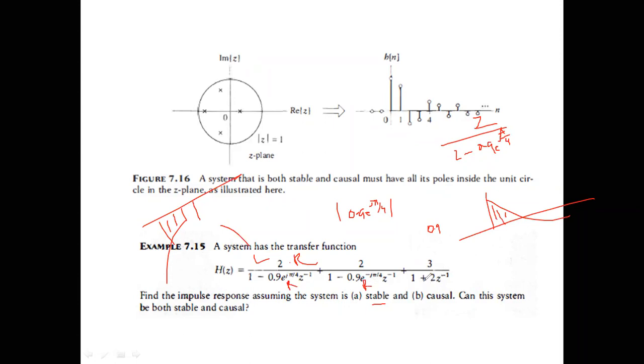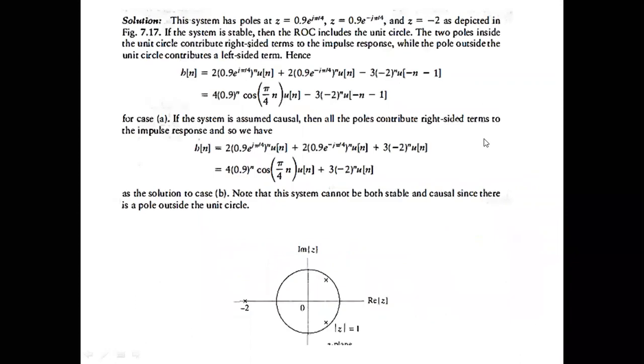For this particular term, minus 2 to the power n into u of n, if I keep it as a right-sided sequence, it gives me a growing exponential on the right side, whereas if I develop it as a left-sided sequence, it will give me a decaying exponential on the left side. So I will consider the first two as right-sided, and this one as a left-sided sequence. Hence my conclusion is for this to be a stable system: alpha to the power n into u of n, and minus 2 to the power n u of minus n minus 1. Okay, let me stop here. Tomorrow we will continue.